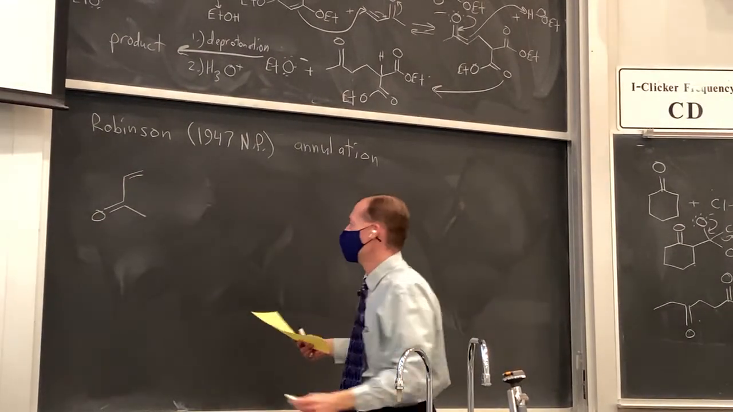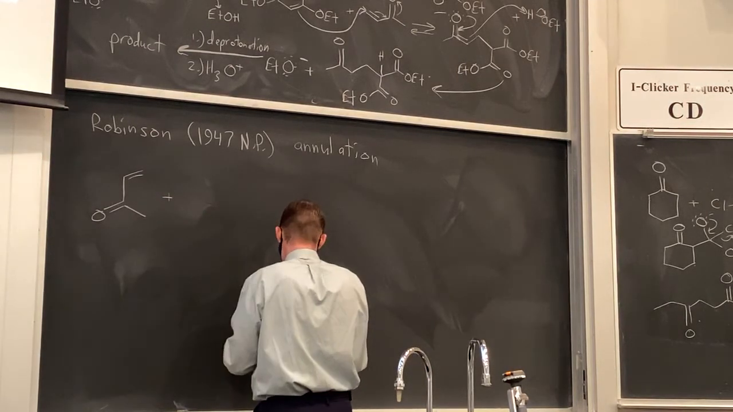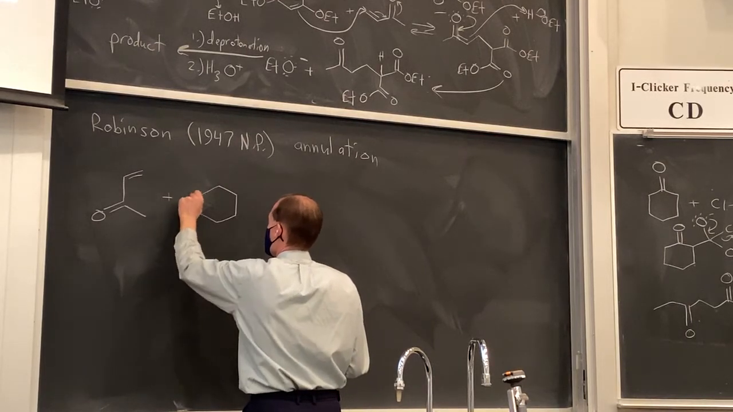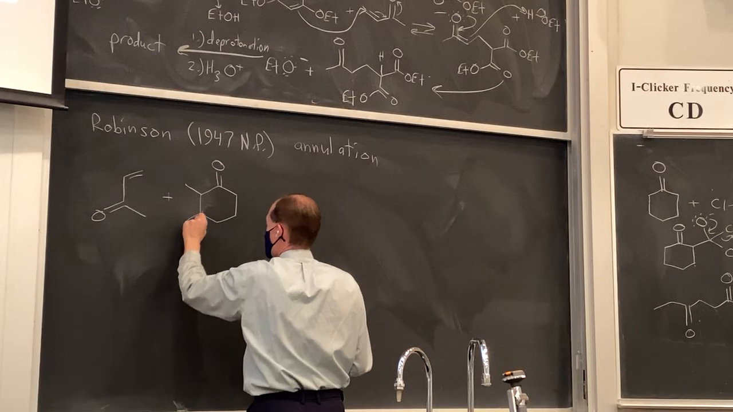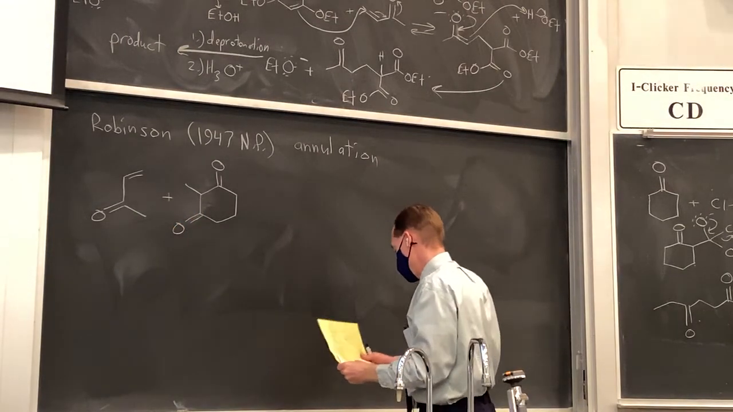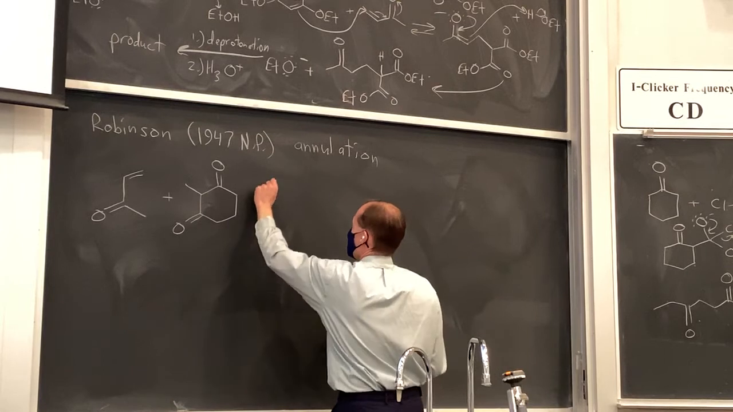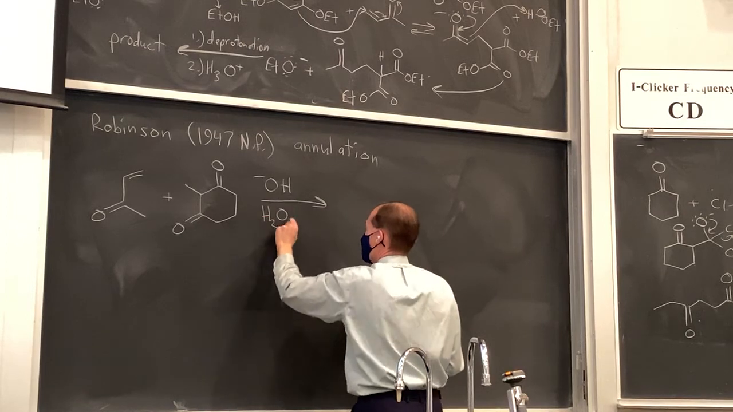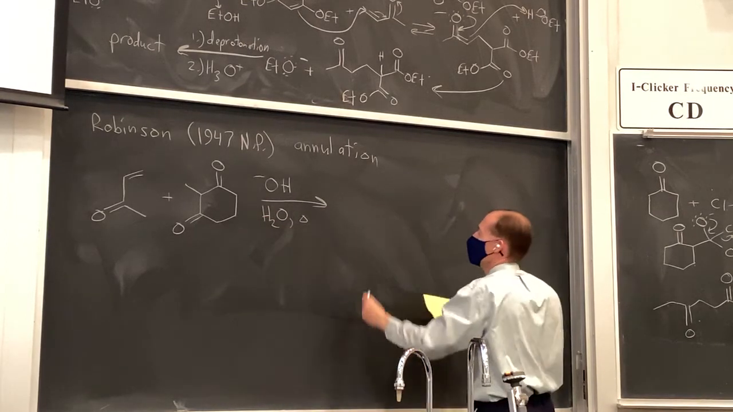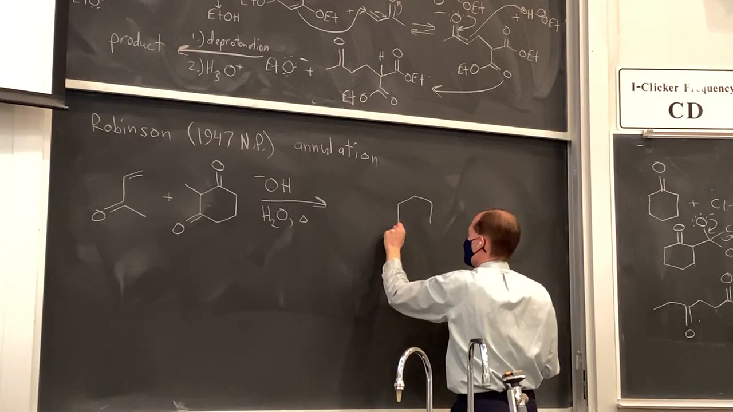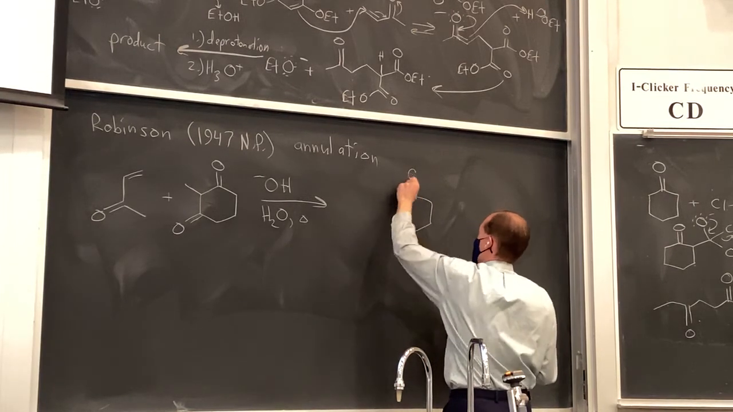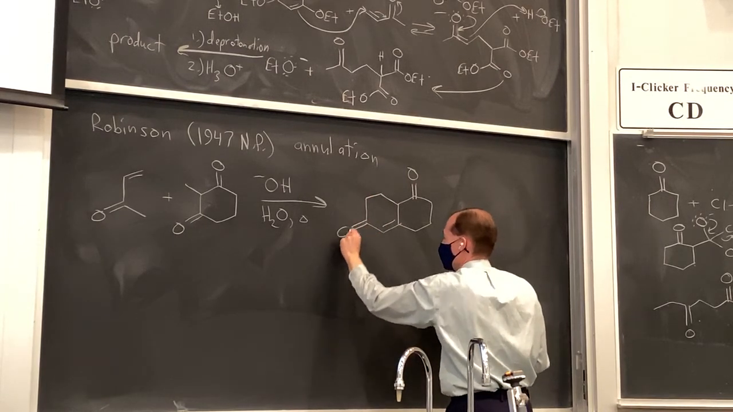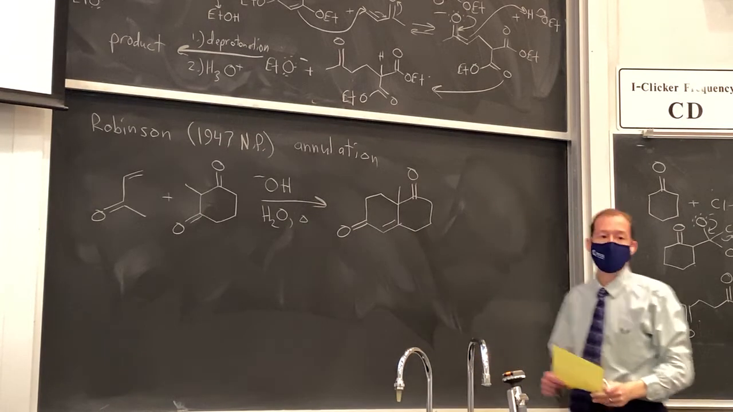Like the Michael reaction, we're going to use alpha-beta unsaturated carbonyl compounds. Also like the Michael reaction, we're going to use either ketones or 1,3-dicarbonyl compounds as our nucleophiles, as our enolate precursors. Unlike the Michael reaction, we're going to use hydroxide, water, and heat. And that's going to enable us to form a new 6-membered ring. Okay? So the product of this particular Robinson annulation would look like this.